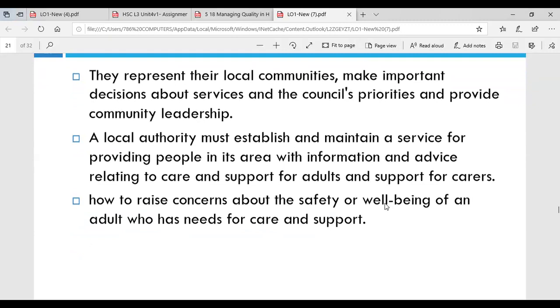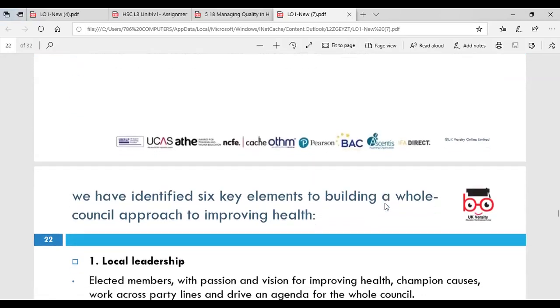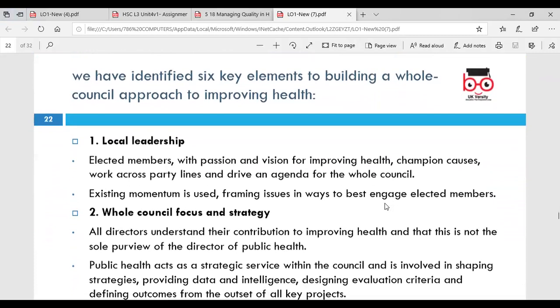So not every adult would need care and support, but for those who do need it, they have ways of raising concerns. So let's say the house that they live in is not appropriate for them to live in. So the council then provides the ways in which harm could be minimized and quality of care would be provided at its best. And there are 6 key elements to build a whole council approach to improving health.